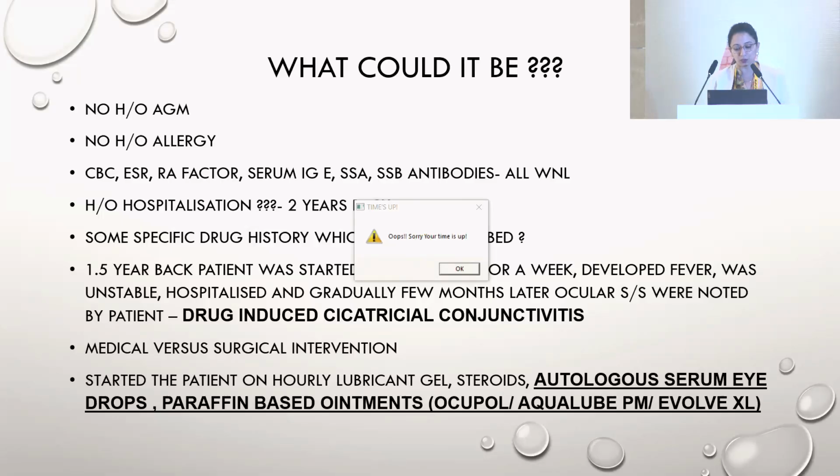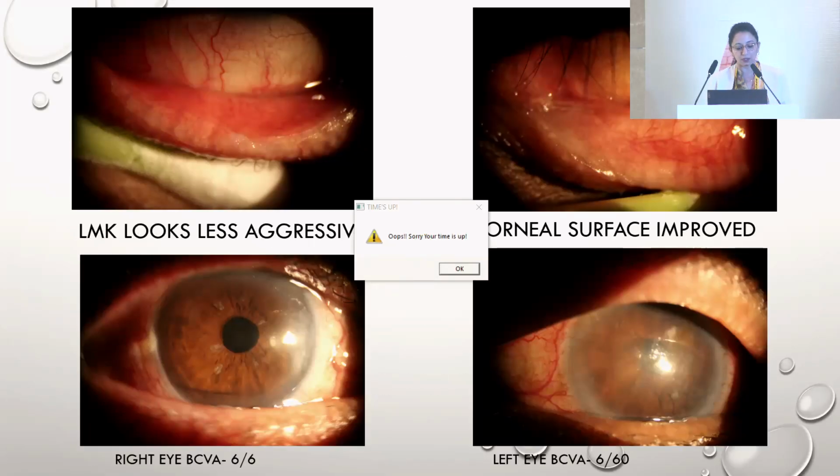We started the patient on autologous serum eye drops, paraffin-based ointments, and the patient started doing better. So you can see the LMK looks less aggressive, the corneal surface improved, and the right eye BCVA from 6/12 improved to 6/6. Patient was very, very happy. Left eye is 6/60. I know that this patient needs an MMG, but it's very hard to counsel him.